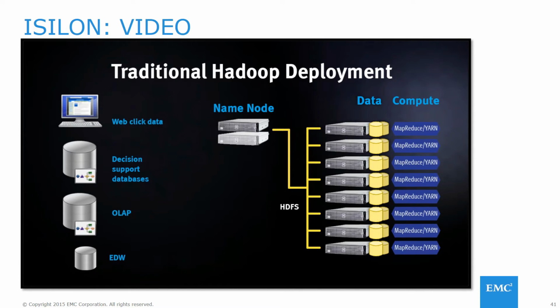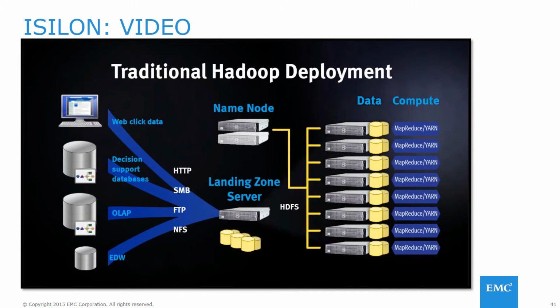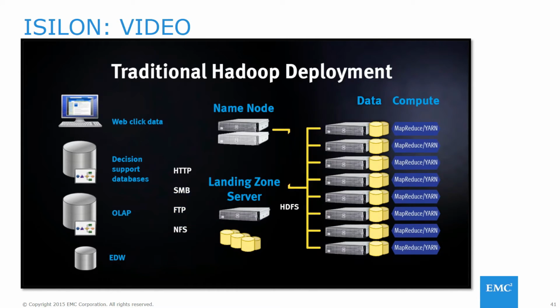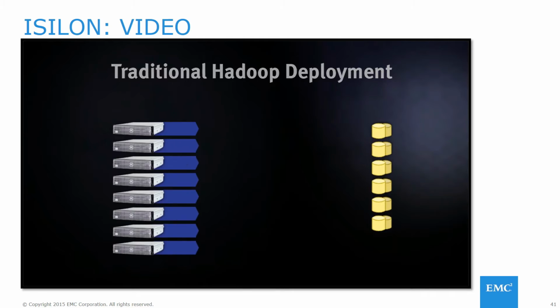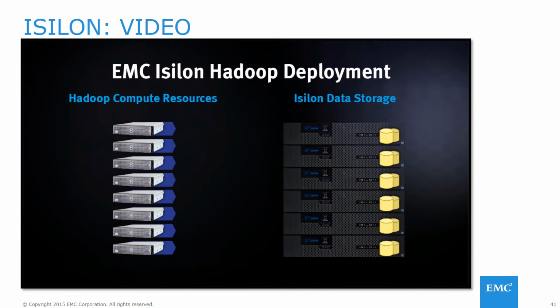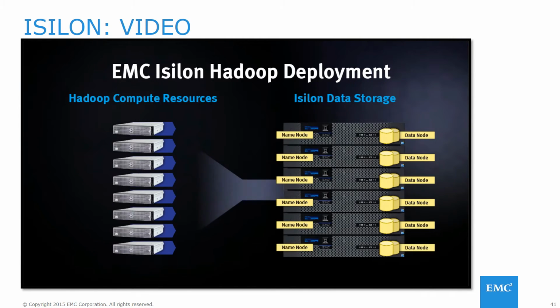Often, production data is stored in production environments and then copied to a landing zone server to be loaded onto HDFS. This process is network intensive and exposes the name node as a potential single point of failure. On an Isilon cluster, each node acts as both the name node and data node, providing automated failover protection. Data is protected using a Reed-Solomon algorithm for data striping, which provides more storage efficiency. No data migration is required.